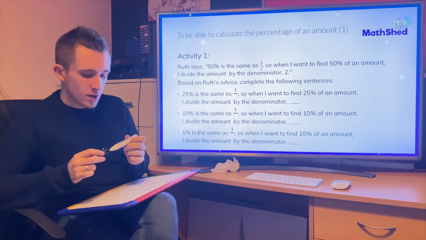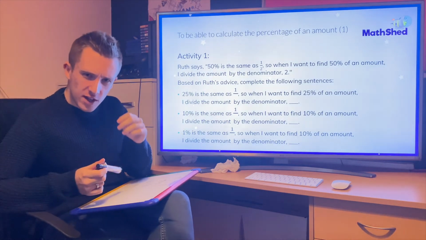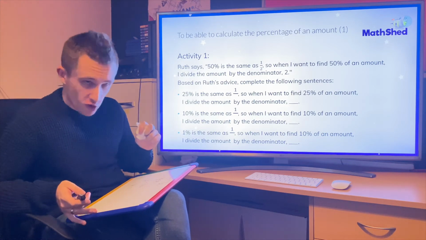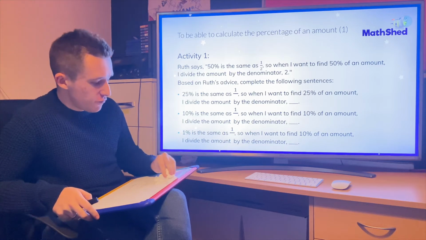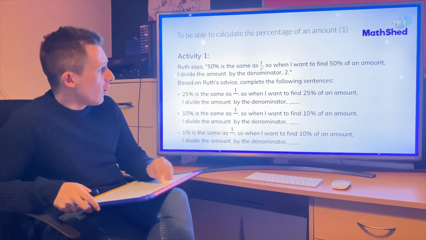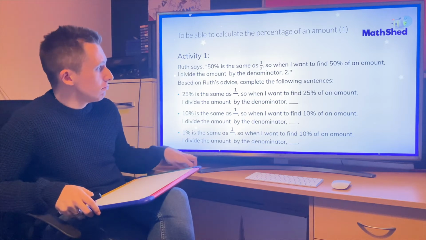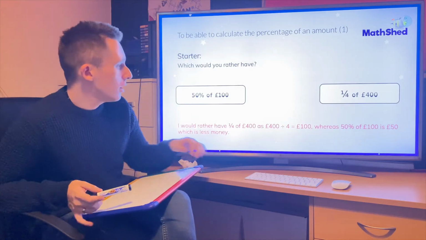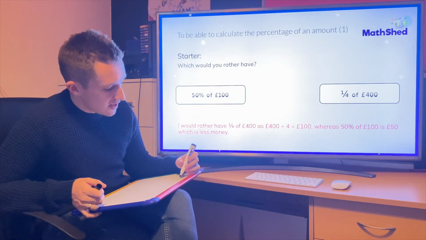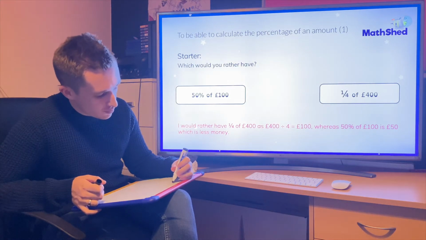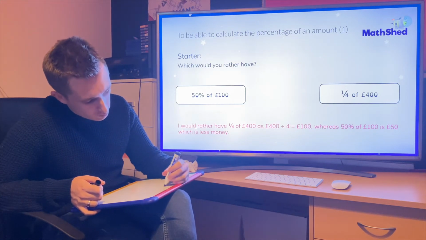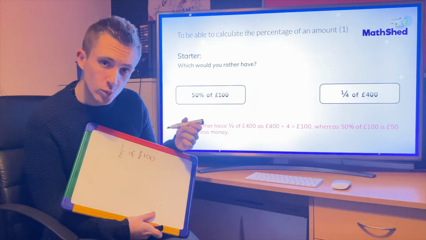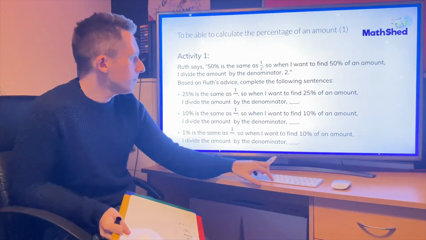So, diving straight into the activity here, but you'll see why in a minute. Ruth says 50% is the same as a half. Yep, we just saw that. So when I want to find 50% of an amount, I divide the amount by the denominator, 2. Yeah, I would agree with that, because if we look back here, 50% is a half, and we did half of 100. Well, we got our answer by doing 100 divided by 2, which was £50.